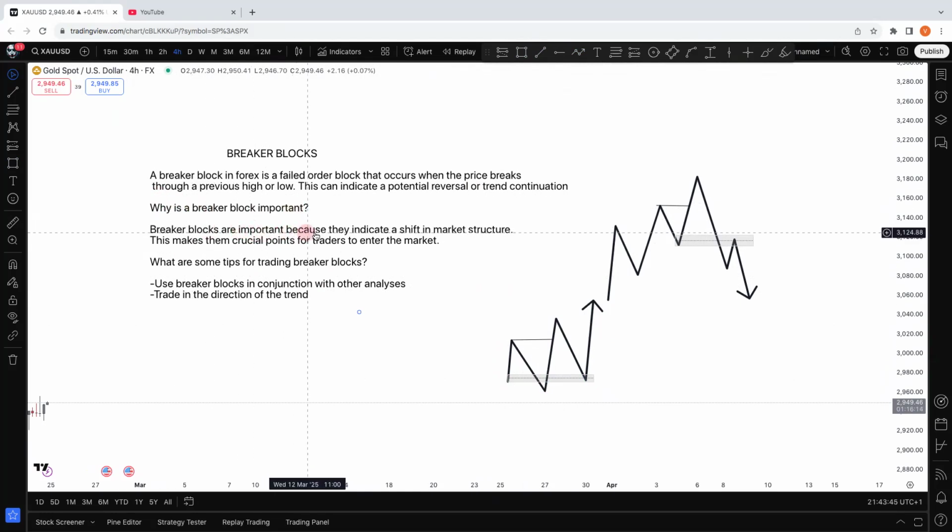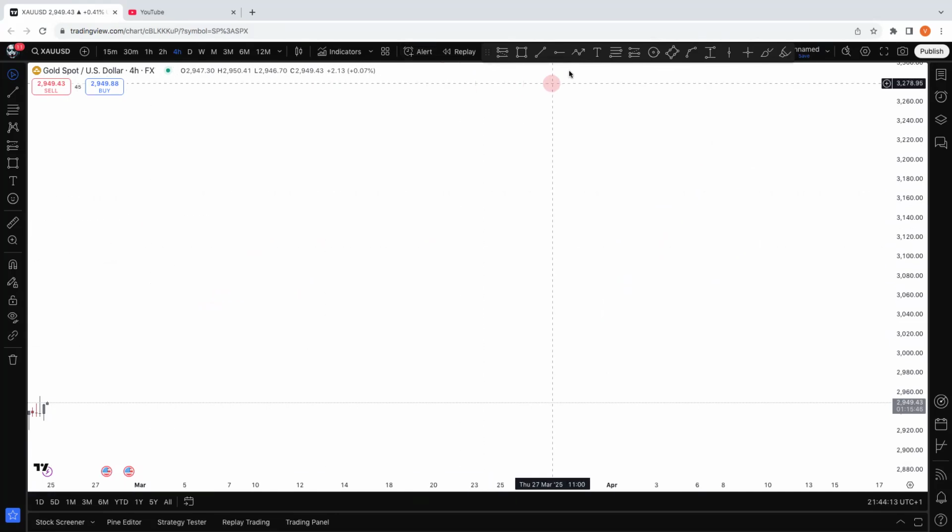So, why is a breakout block important? Breakout blocks are important because they indicate a shift in market structure. This makes them a crucial point for traders to enter the market. Now, what are some important tips for trading breakout blocks? Ensure that you use breakout blocks in conjunction with other analysis, with other smart money concepts, right? And also trade in the direction of the trend. Ensure you are following the new trend and you're not just trading blindly, right?